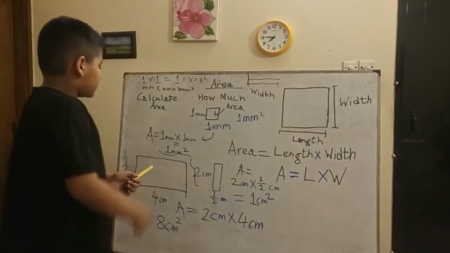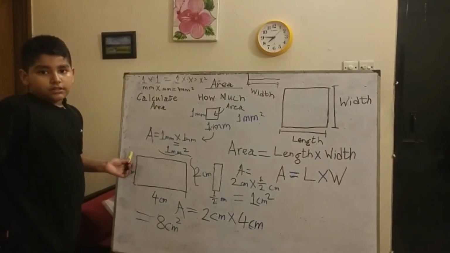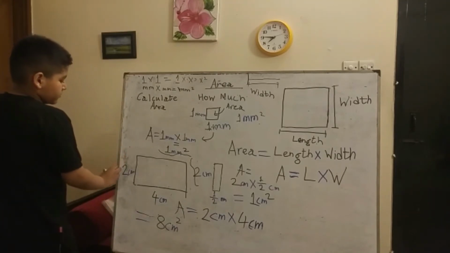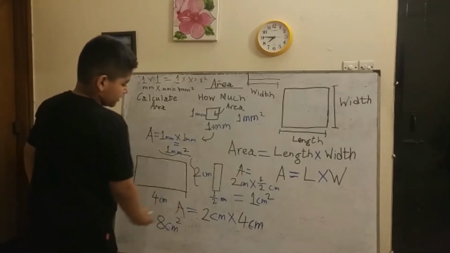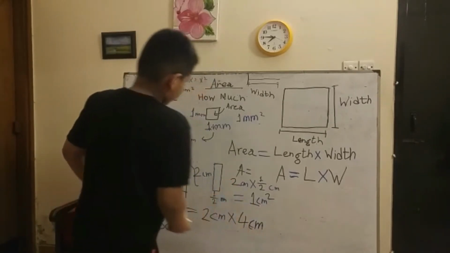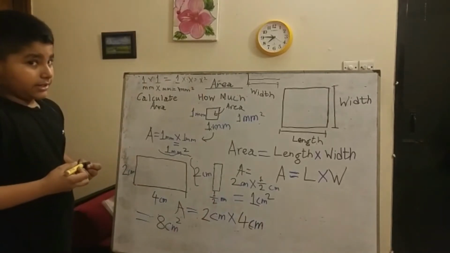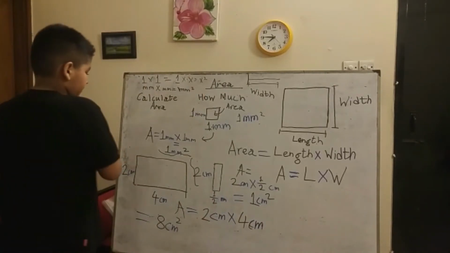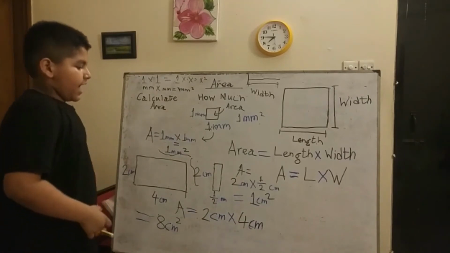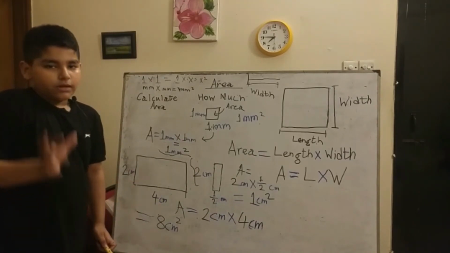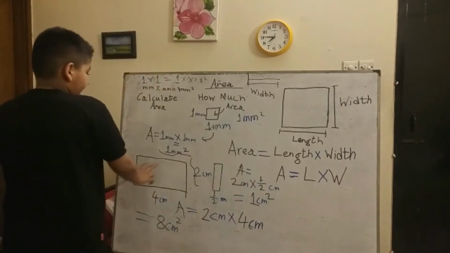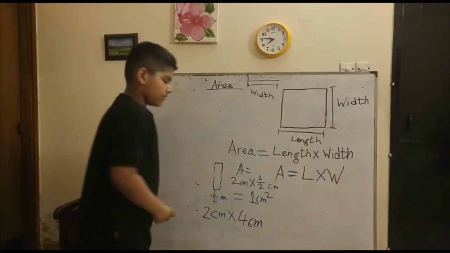Now another one, let's say a rectangle. The formula works the same way. This has a 2 centimeter length and a 4 centimeter width. So area equals 2 centimeters times 4 centimeters, which is 8 centimeters squared. So the area of this is 8 centimeters squared. Now what this tells us is if we have a 1 centimeter squared square, 8 of them will fit here.